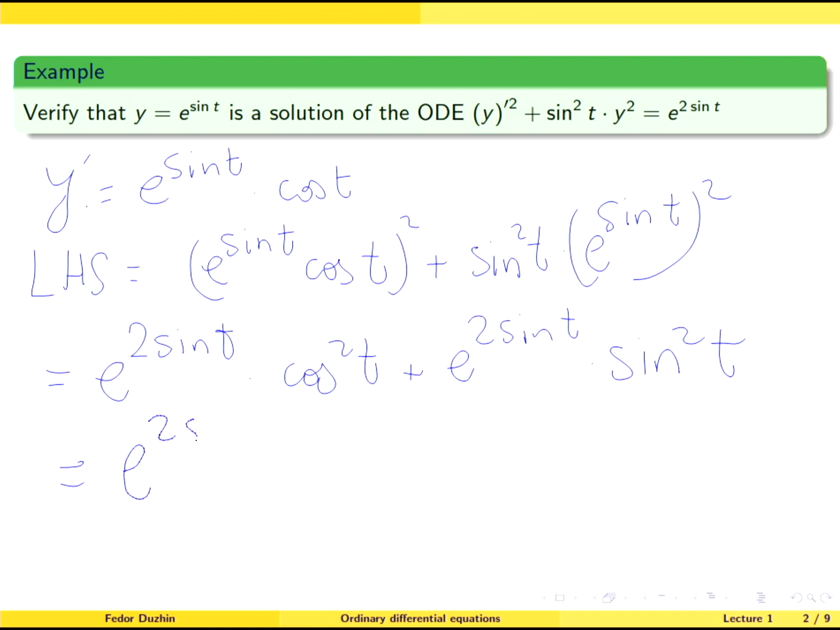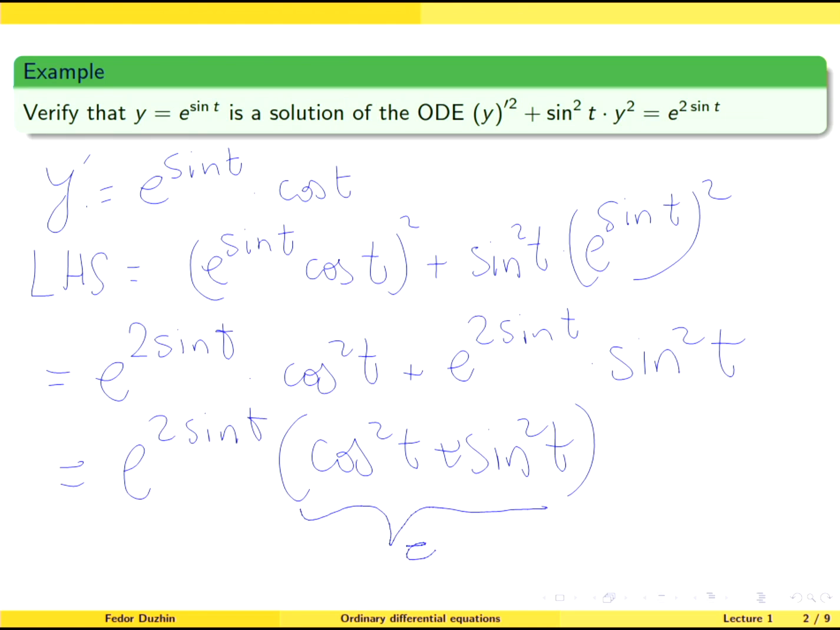so e to the 2 sine t can be factored out. Here we have cosine squared t plus sine squared t, and this is just 1. Cosine squared t plus sine squared t is 1, which equals e to the 2 sine t, and this is exactly the right-hand side. So since the left-hand side equals the right-hand side, it means that it is indeed a solution of this differential equation. And this is how you verify that a given function is a solution of a given ordinary differential equation.